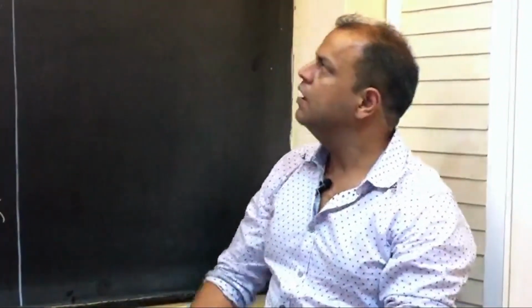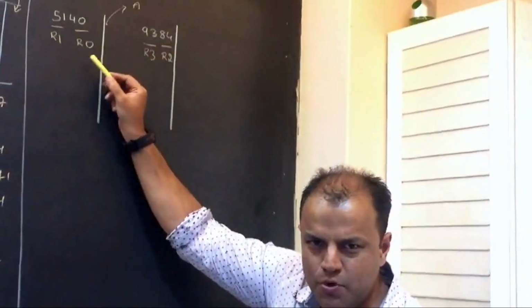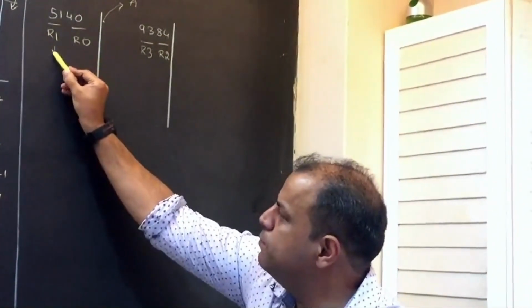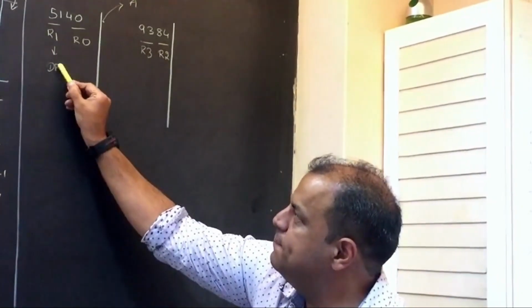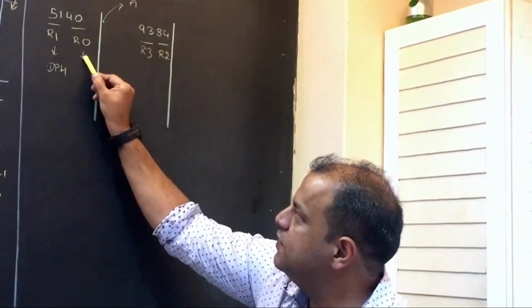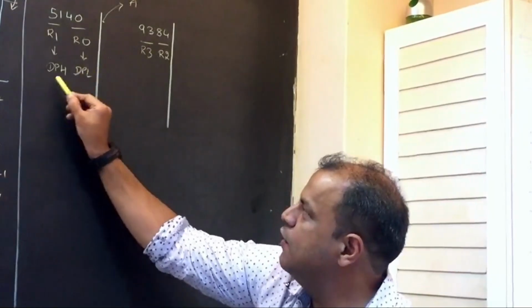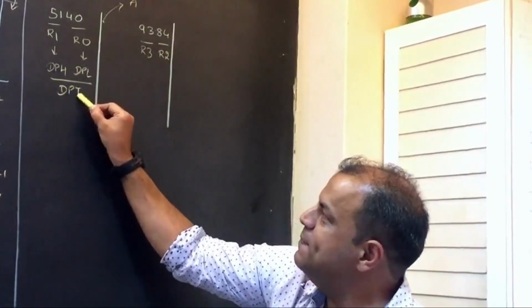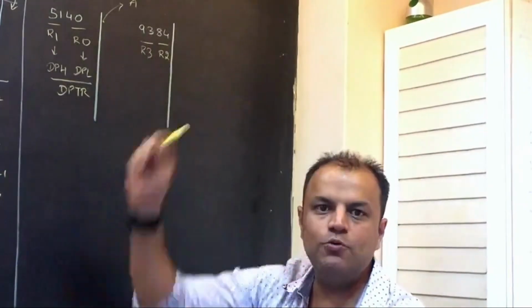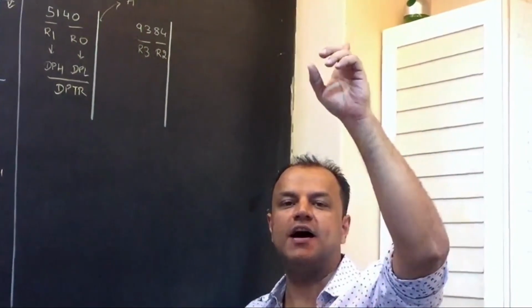Are you clear? First, I need DPTR to point to the source. I will put the value of R1 into DPH and R0 into DPL, which now means DPTR is pointing to the source. Did you understand this? I have initialized now DPTR with 5140. Students say, sir, what is wrong with you? You could have simply written MOV DPTR, #5140. Even I agree, I could have done that. Then what do you do when you come back into the loop? Next time again, you cannot initialize DPTR with 5140.